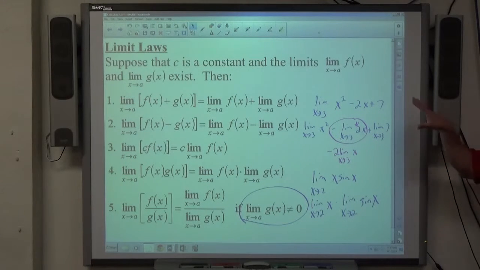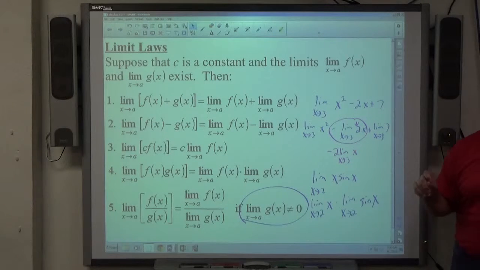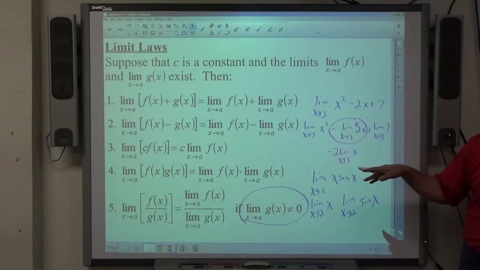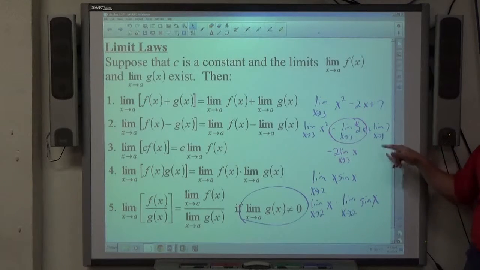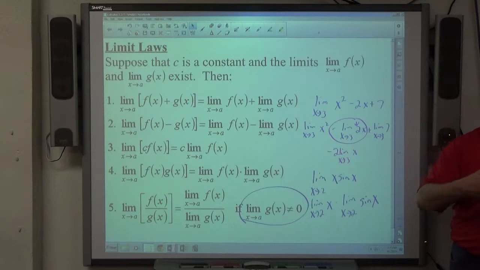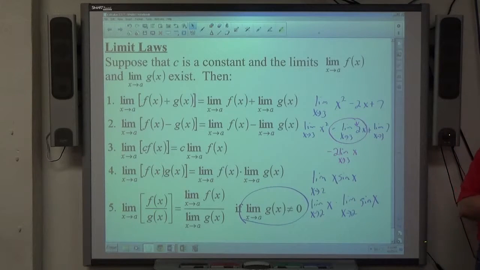So basically, all these laws are just to be able to break down functions into individual limits that are easy to do. You're going to see in the next set of limit laws that limit of x as x approaches 3 is simple. Limit of x squared as x approaches 3 is simple. Limit of 7 as x approaches 3 is simple. We're creating a situation where we can evaluate pieces based on these laws. All right?